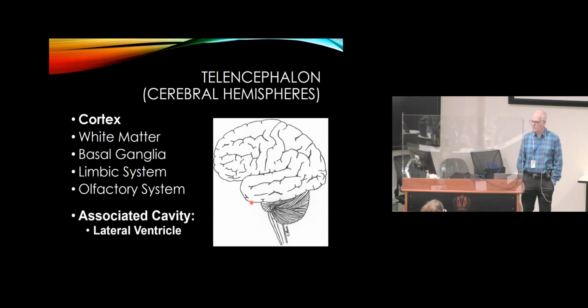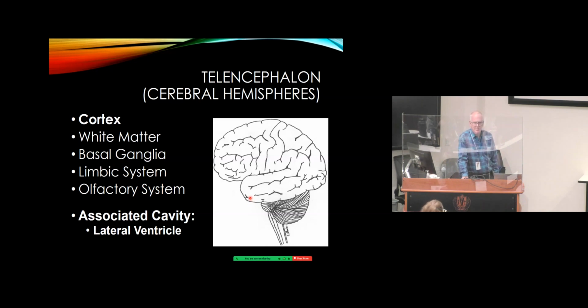All right, so let's start with the telencephalon, starting with the cortex. All the drawings in this handout were created by medical students over the years, so we'll have these cartoon drawings that we'll use to identify things. Remember, these are the 5 telencephalic structures, and the cavity we're going to associate with that is the lateral ventricle.